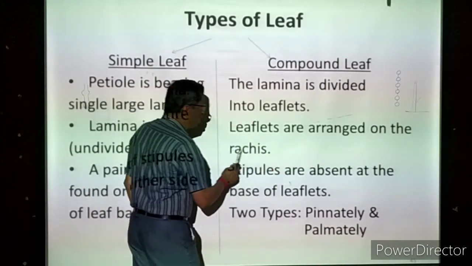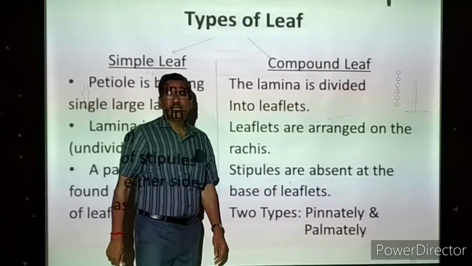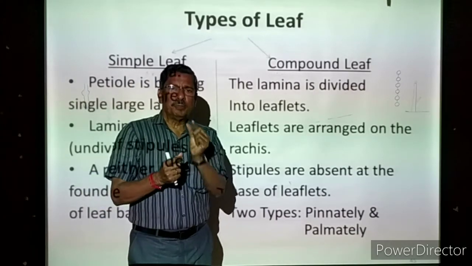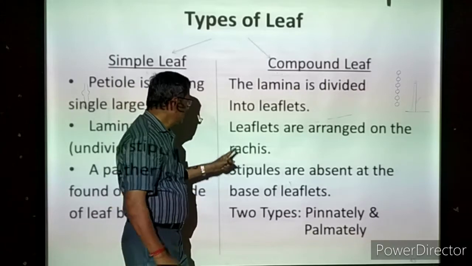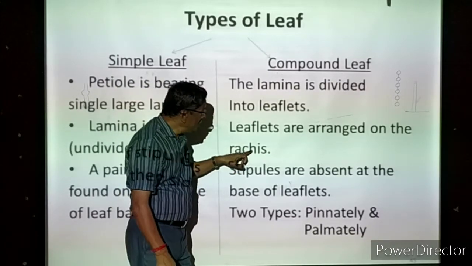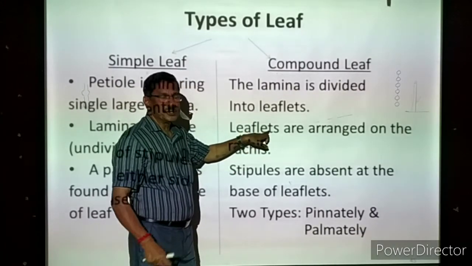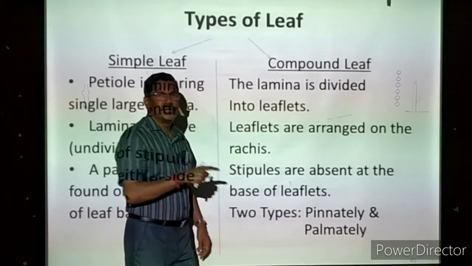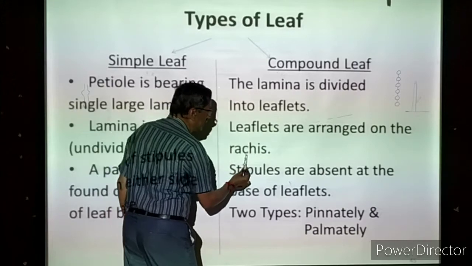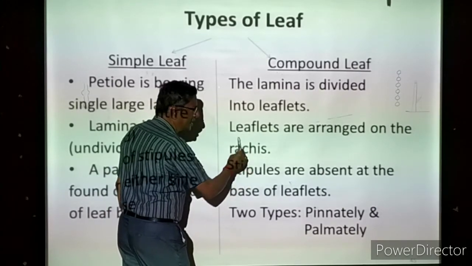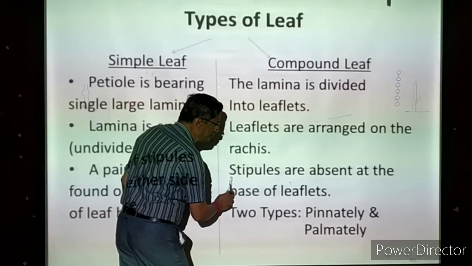Leaflets are arranged on the rachis. Then where are the leaflets arranged? The petiole is bearing small stalks, and the stalk is called the rachis. On the rachis, the leaflets are arranged. The leaflets are not arranged on the petiole. They are arranged on the special structure called the rachis. In the next diagram, I will explain about it.